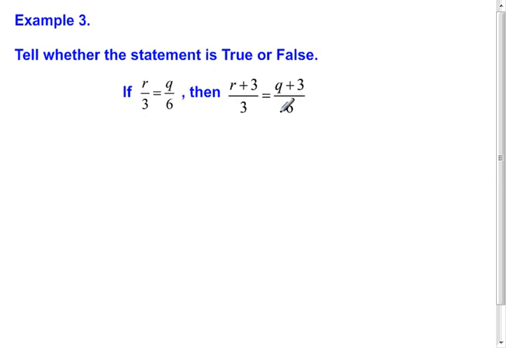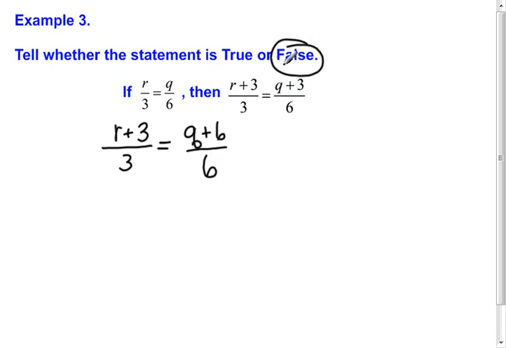This one is a little bit tougher to prove algebraically. Did they just take the denominator and add it to the numerator? That would be R plus the denominator, which is 3. The numerator, in this case, is R plus 3 now. On this side, we just add what's in the denominator, and we get that. Is that the same? No, it's not. So we're thinking it's false.